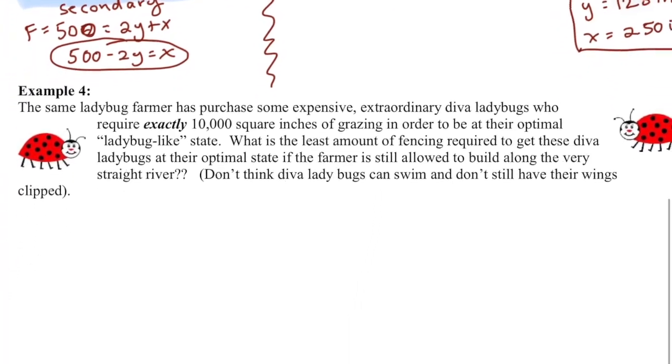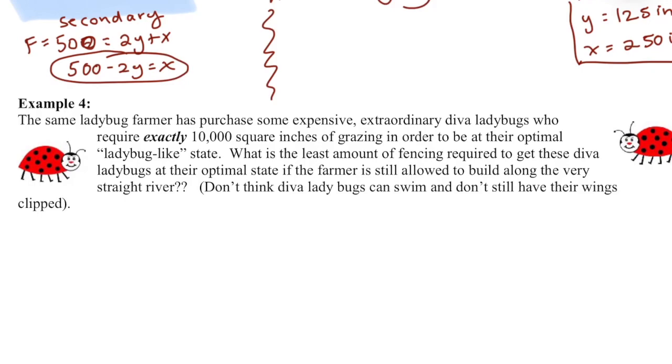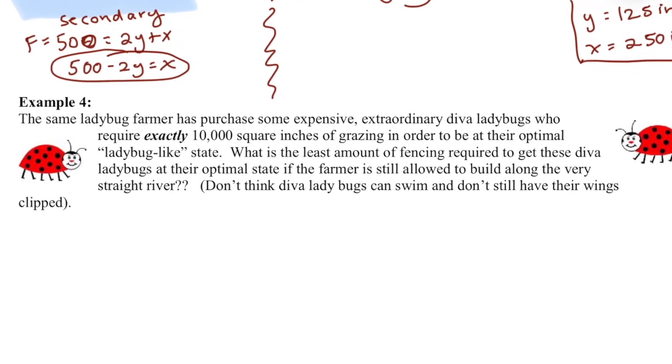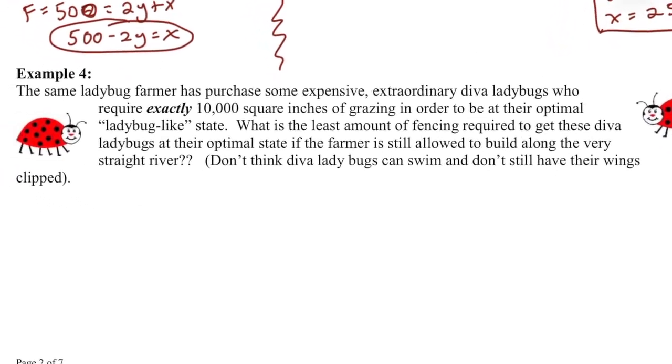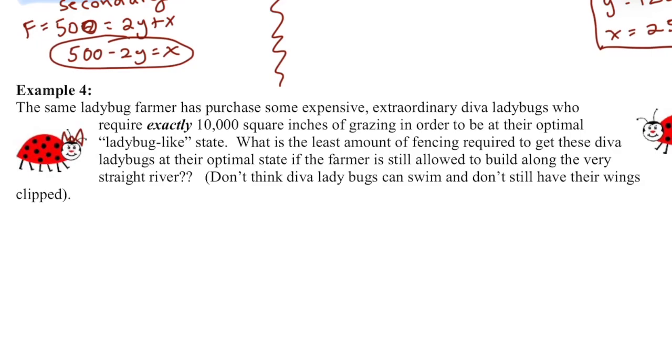All right. Example 4. So another ladybug farmer, or the same ladybug farmer, has purchased some expensive, extraordinary diva ladybugs. So these are some fine-looking ladybugs right here. Ooh, cute. Okay. And so these ladybugs need more space. They want exactly 10,000 square inches of grazing in order to be in their optimal ladybug-like state. Okay, so they just want more space. What is the least amount of fencing required to get the diva ladybugs at their optimal state if the farmer is still allowed to build along a very straight river?